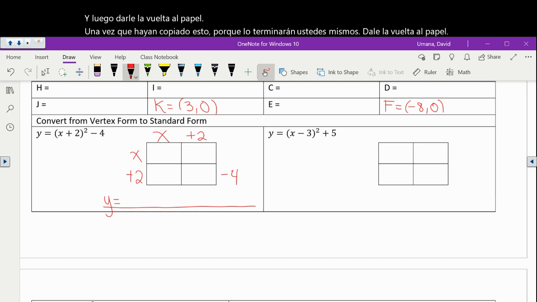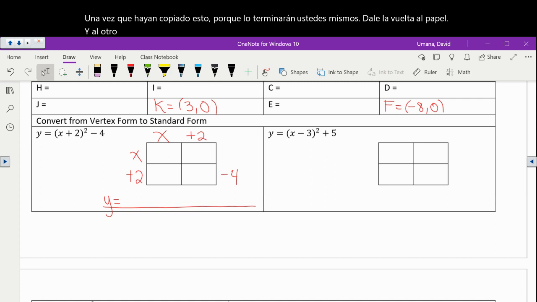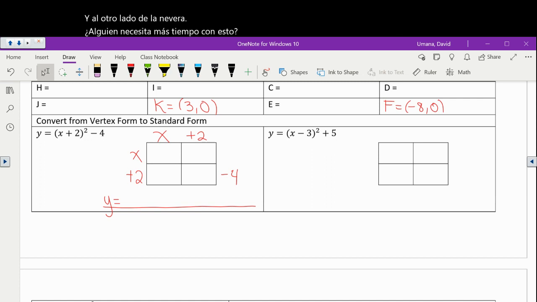And on the other side of the page, anybody need more time with this? Okay. Let me know when you're good.